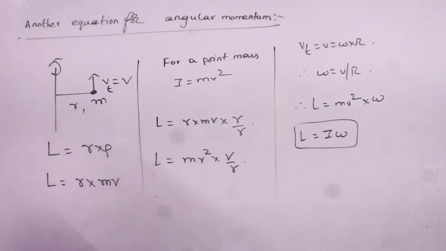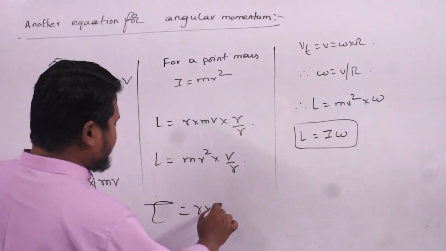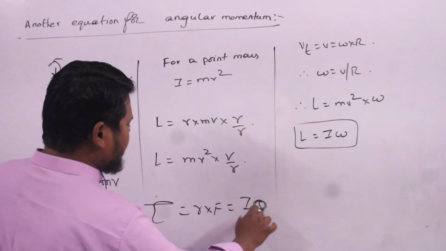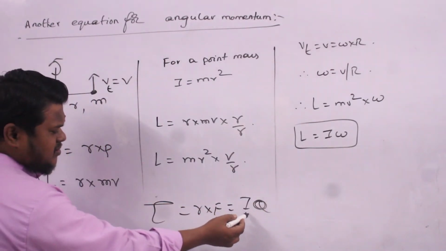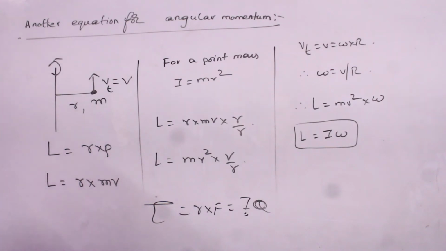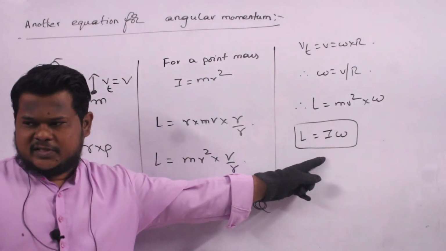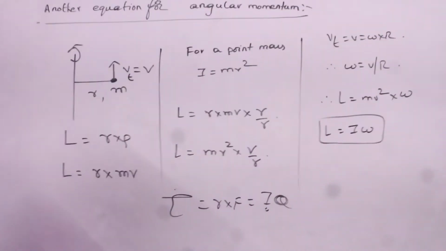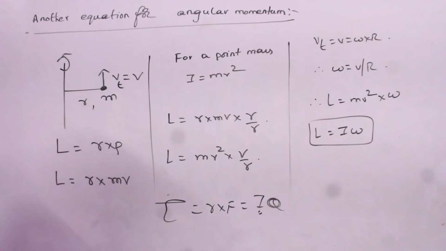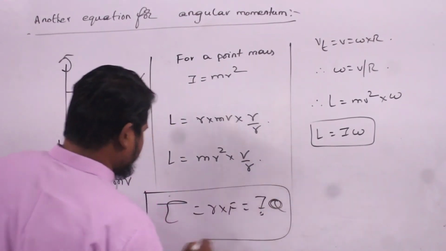For torque also, we have written two equations. Torque can be written as r into F, also I into alpha. This I into alpha is in terms of moment of inertia. Similarly, angular momentum also I can write in terms of moment of inertia, I into omega. Are you able to understand? So these two equations you should remember. Fine? Okay, make a note.